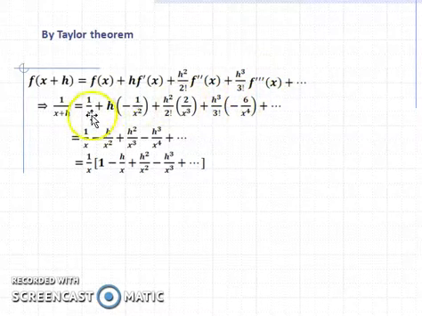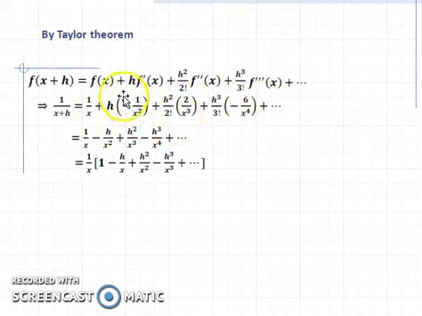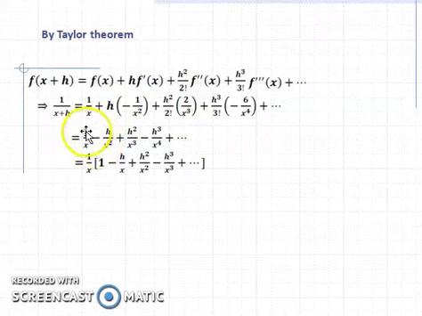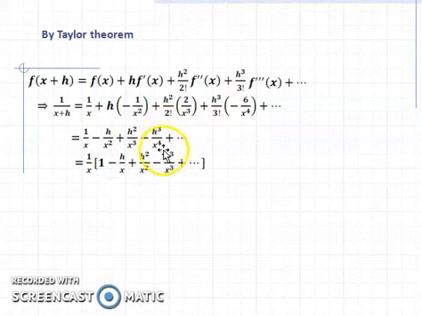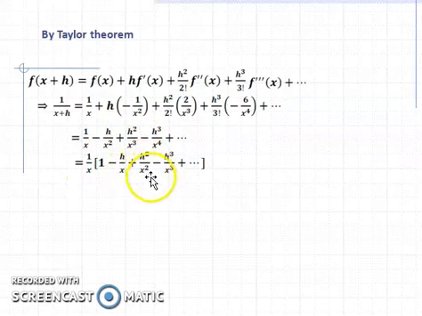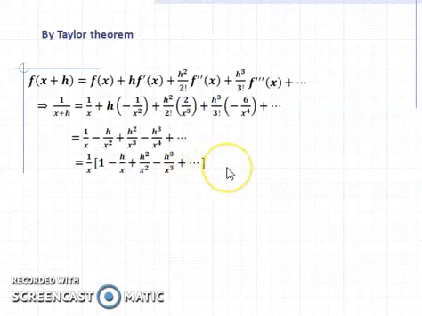We have already evaluated these values in the previous slide: f of x, f dash x, f double dash x, f triple dash x. Now on simplifying this part, we get the result 1 by x minus h divided by x squared plus h squared divided by x cube minus h cube divided by x to the power 4 plus dot dot dot. Here overall 1 by x is common, so on taking 1 by x common, we get 1 by x of 1 minus h divided by x plus h square divided by x square minus h cube divided by x cube plus dot dot dot. This is the proof of the problem.